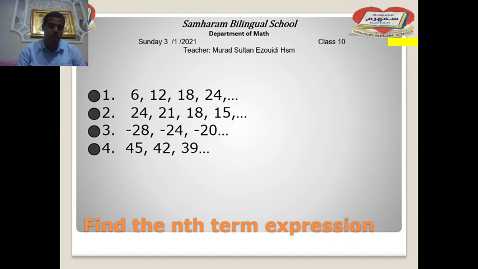For the fourth one, the first term is 45, which is a. The common difference is 42 minus 45, which gives negative 3. So I'll write my nth term as a plus n minus 1 multiplied by d. Then I will simplify and write it in terms of n. It will be what, my learners? It will be 45 plus negative 3 times n minus 1. So it will be negative 3n plus 3, which gives negative 3n plus 48.